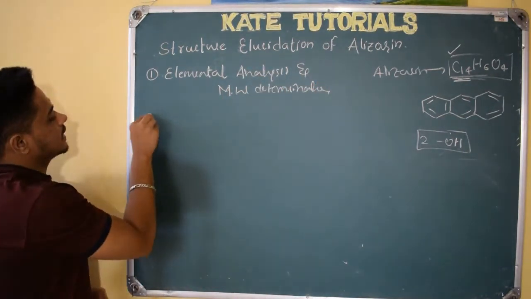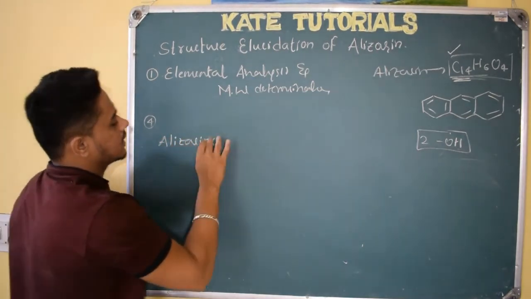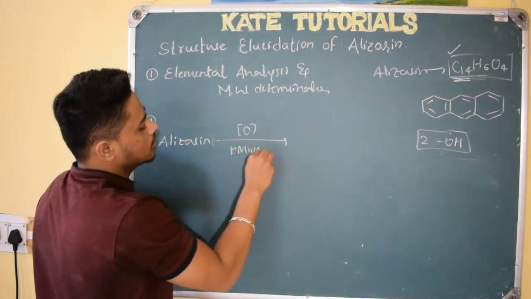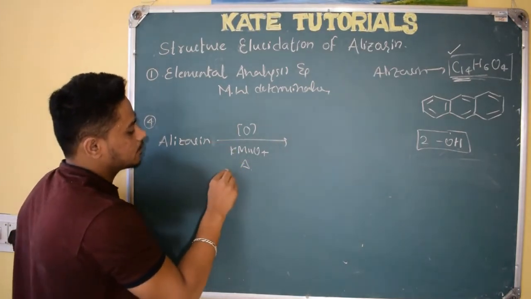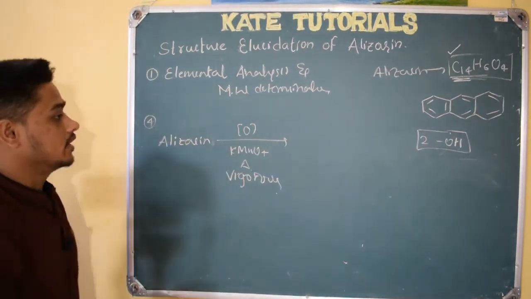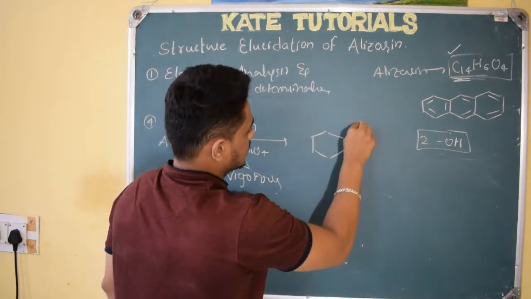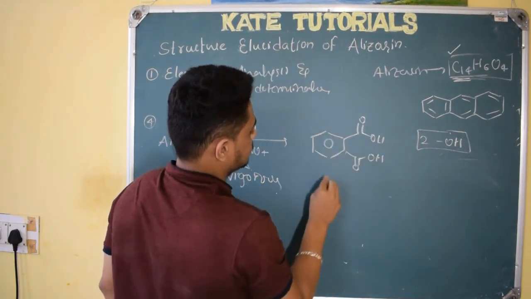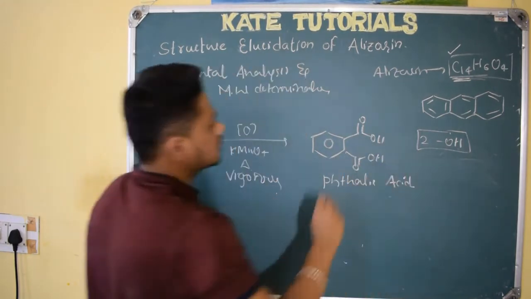So the fourth reaction, what they did: they took this alizarin and added a strong oxidizing agent like KMnO4 or K2Cr2O7, and did a vigorous reaction, means at heating condition, at elevated temperature. They got this phthalic acid. I hope you know the structure of this phthalic acid. So they got this phthalic acid, right?